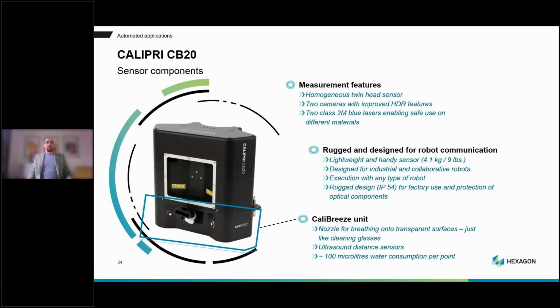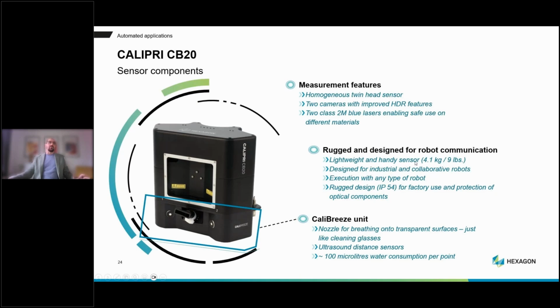So coming back to our sensor, this is what the sensor looks like. The CB20 CB system, for example, has a homogeneous twin head sensor, 2 cameras with improved HDR features, and 2 class 2M lasers. One is 405 nanometers, the other one is 450 nanometers. It's a rugged design for robot communication, so it's lightweight. In our case, the sensor is 4.1 or 4.4 kilograms, depending on the setup.